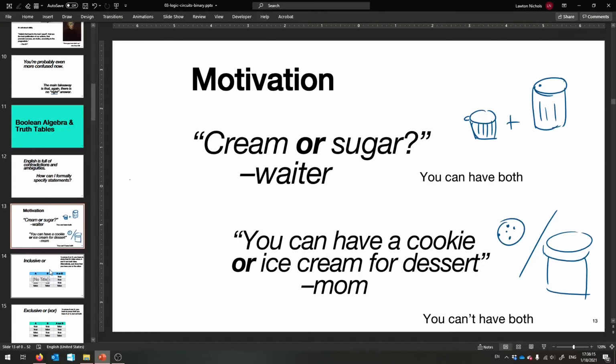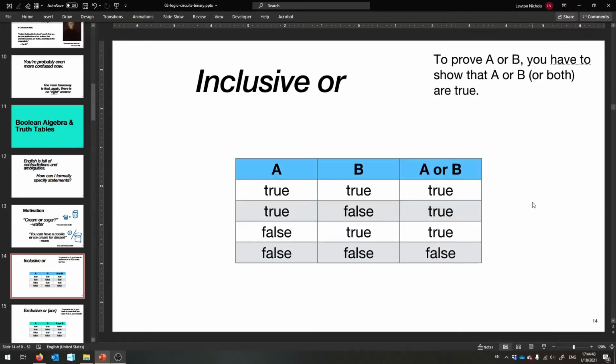All right? So here is the first way of defining or in logic. Okay, it's called inclusive or, and we give it a special symbol so that we don't confuse it with anything else at all. Okay? So here's the idea. If you want to prove that A or B is true, and remember, maybe our example is cream or sugar. So cream could be A and sugar can be B. We just have to show that A is true or B is true or both of them are true. Okay, that's what it means for an inclusive or, cream or sugar.